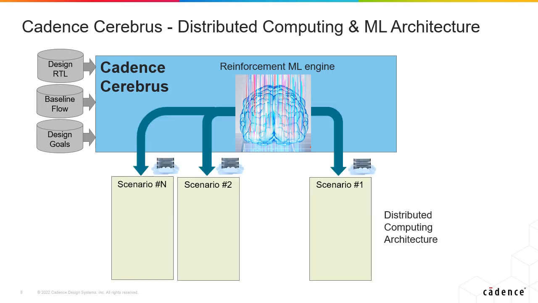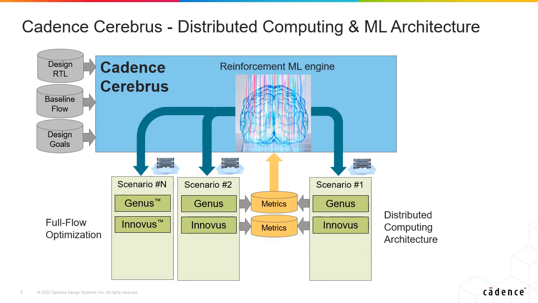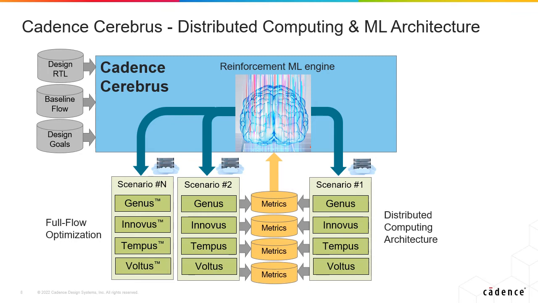Based on these optimization goals, Cerebrus will create different flow scenarios and start running them on a distributed farm, which can be on-prem or on the cloud. Flow scenarios range from simple tool options to complex high-level design optimization, such as floor plan optimization, which uses Innovus's mixed placer technology to concurrently resize the floor plan size and shape along with placing the macros. These flow scenarios will generate design metrics which are then fed back into the reinforcement machine learning engine in real time.